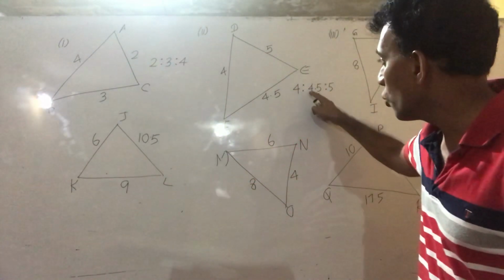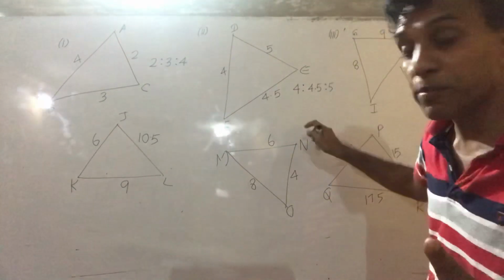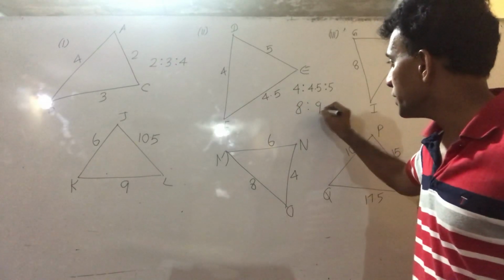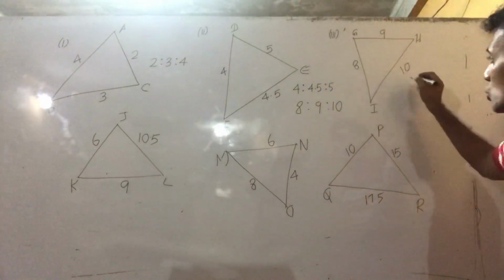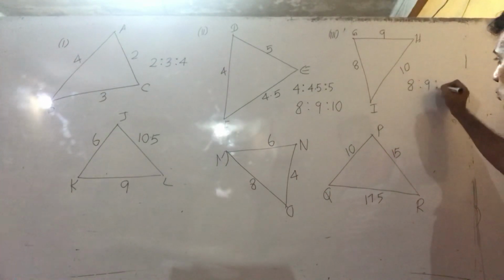Therefore make this a whole number, multiplied by 2. Is it multiplied by 2? 9, everywhere multiplied by 2. So 8 is to 9 is to 10. Okay. And come here, this ratio: 8 is to 9 is to 10.